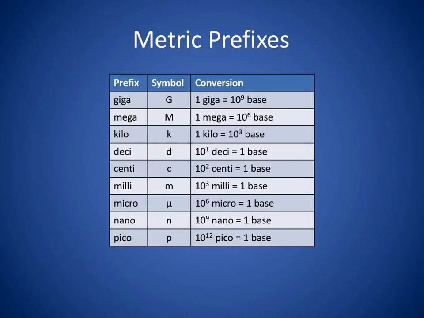Nano, lowercase n, 10 to the power of 9, which is a billion. And then pico, 10 to the power of 12, which is a trillion, lowercase p. Okay? You will get this sheet on the test.